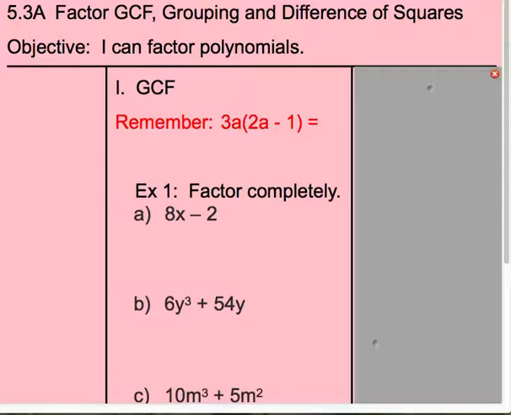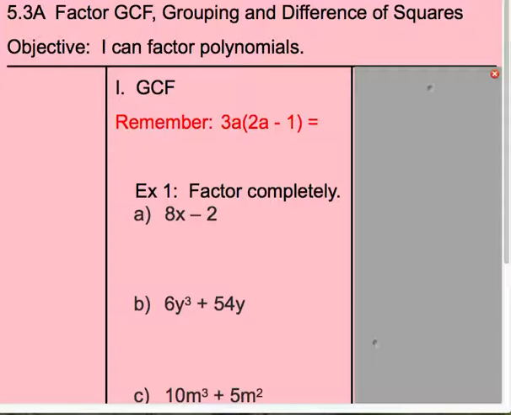We are on section 5.3a and we're going to start to take a look at factoring. The three different types of factoring we're going to review today are GCF, or greatest common factor, factoring by grouping, and factoring difference of squares. Now the reason I said review is that you should have seen all of these in Algebra 1, maybe used them a little bit in geometry, so we're just going to kind of dust off our memory banks.